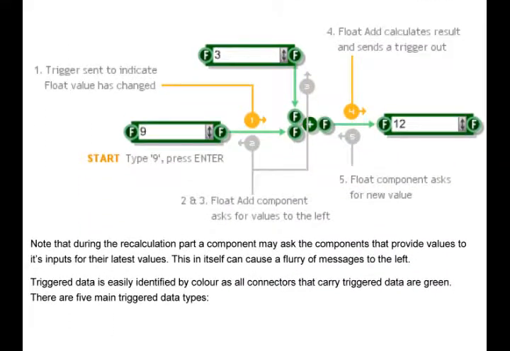The example below shows a very simple example of 2 numbers being added together. When you type in the float component, this results in one of the events that we've been talking about, and a trigger flurry begins. Note that during the recalculation part, a component may ask the components that provide values to its inputs for their latest values. This in itself can cause a flurry of messages to the left. Triggered data is easily identified by color, as all connectors that carry triggered data are green. There are 5 main triggered data types.